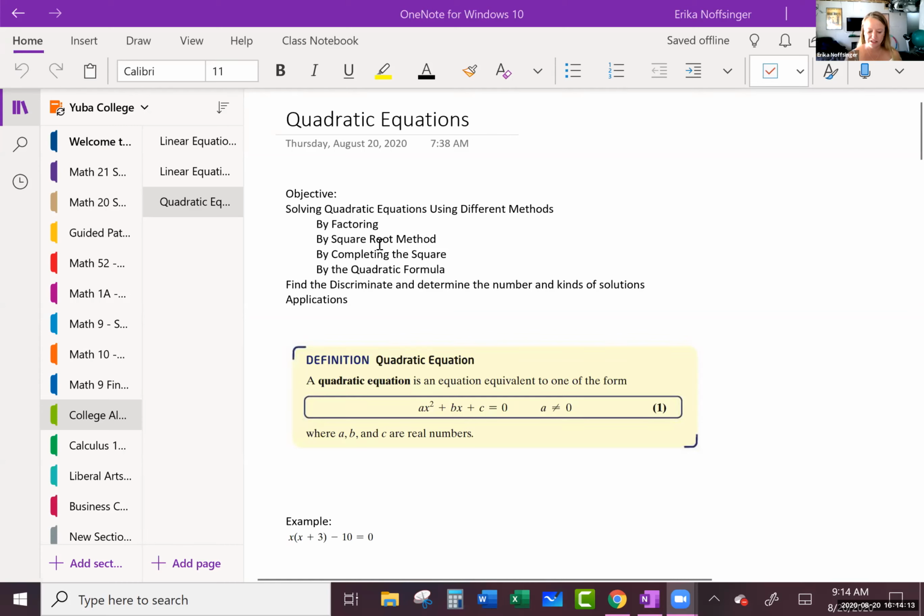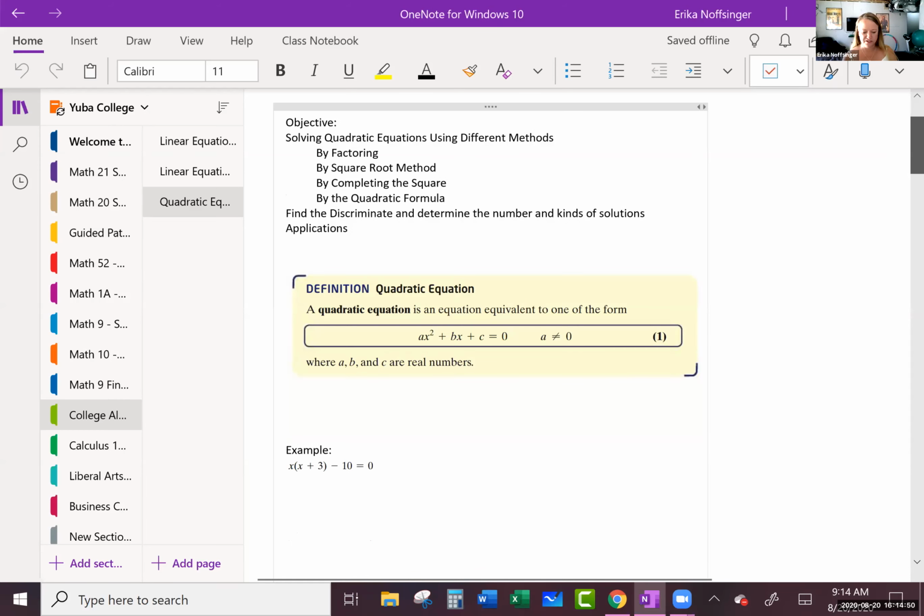We're going to look at using the square root method when possible. And if it's not possible, we can manipulate our quadratic equation by completing the square to use the square root method. So we'll look at that. And then we'll look at deriving the quadratic formula by the completing the square method. And then there's a rule called the discriminant that will tell you how many solutions your quadratic equation has, and what type. Is it a real solution? Is there one or two, or is it an imaginary, complex solution?